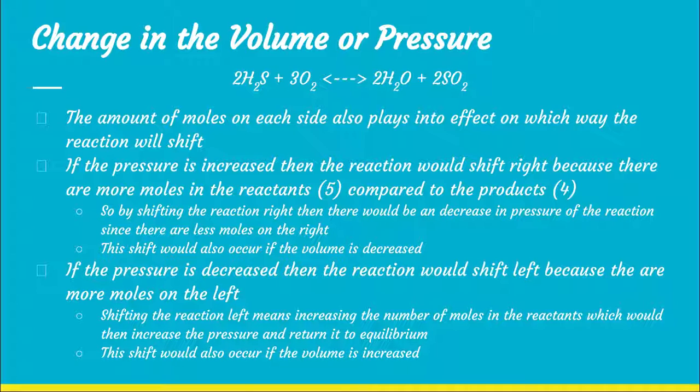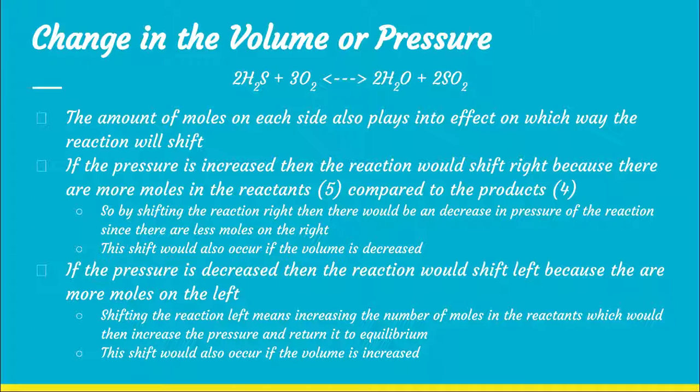A change in volume or pressure. So, my example is 2H2S plus 3O2 yields 2H2O plus 2SO2. So, the amount of moles on each side of the reaction also plays into the role of how the reaction will shift. So if the pressure is increased, then the reaction would shift to the right because there are more moles in the reactants, there are 5, compared to the products, which have 4. So by shifting the reaction right, then there would be a decrease in pressure of the reaction since there are less moles on the right.